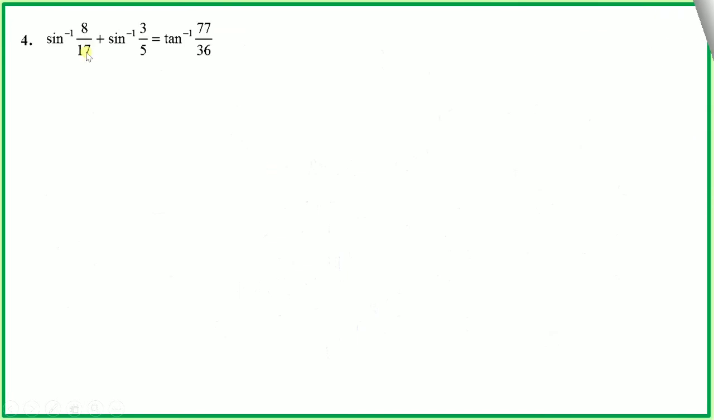Next question number 4 is sine inverse 8 upon 17 plus sine inverse 3 upon 5 is equal to tan inverse 77 upon 36. Before we proceed for the solution, you need to understand one thing: the right hand side is a single term and the left hand side has two terms. So in such questions, question number 4, 5, 6, 7 and so on, when you are supposed to prove these, you need to concentrate on this first term, whether it is given in the left hand side or right hand side, this single term.